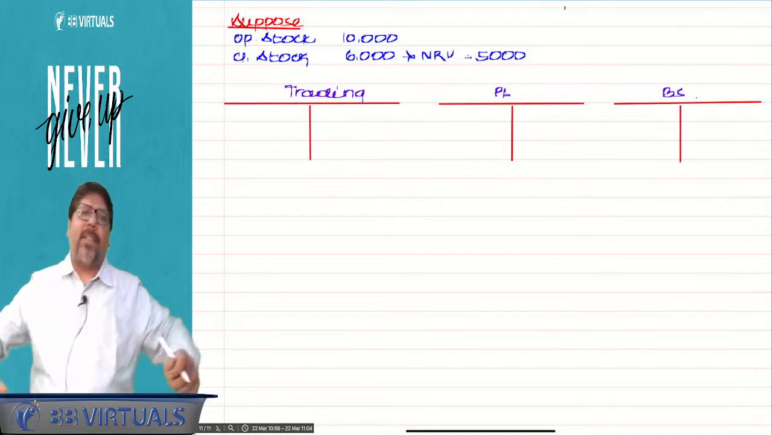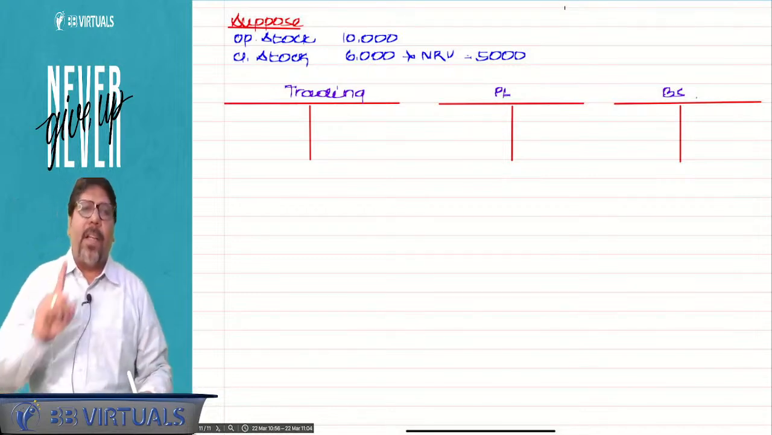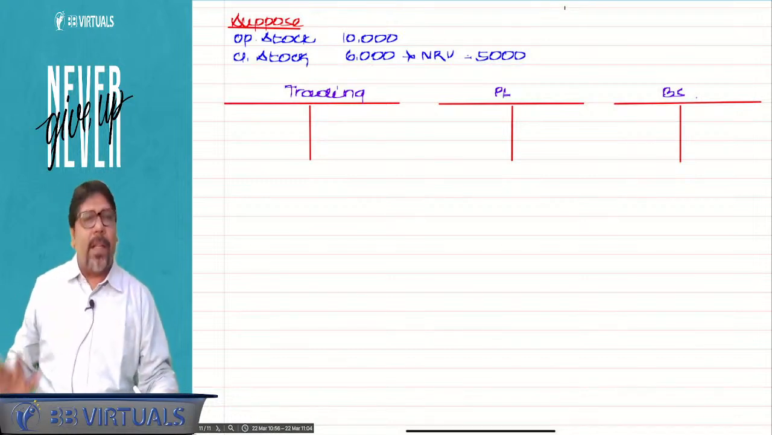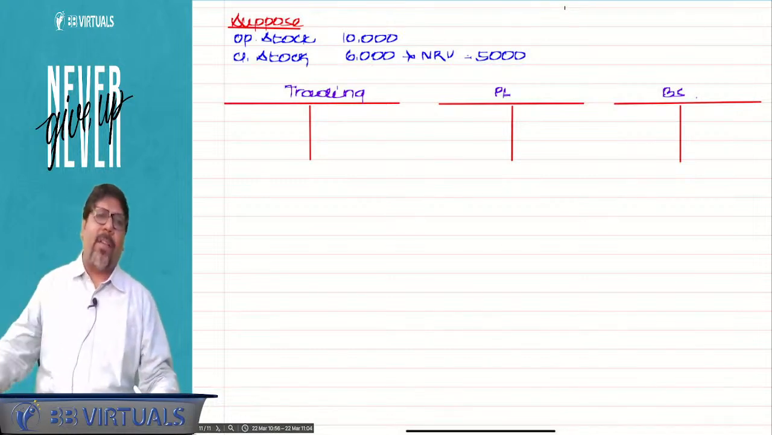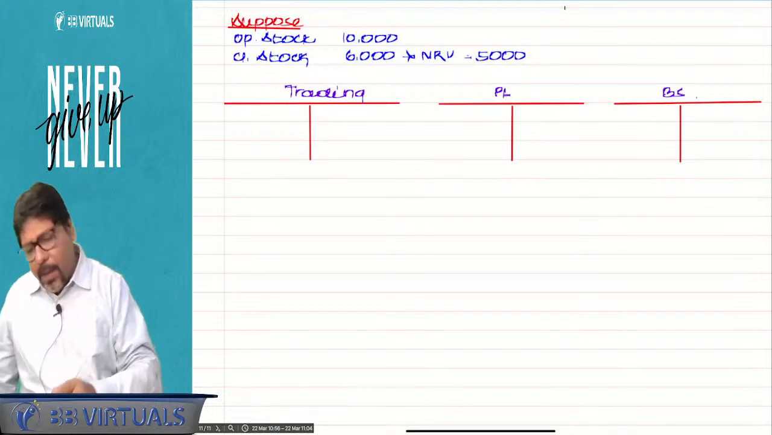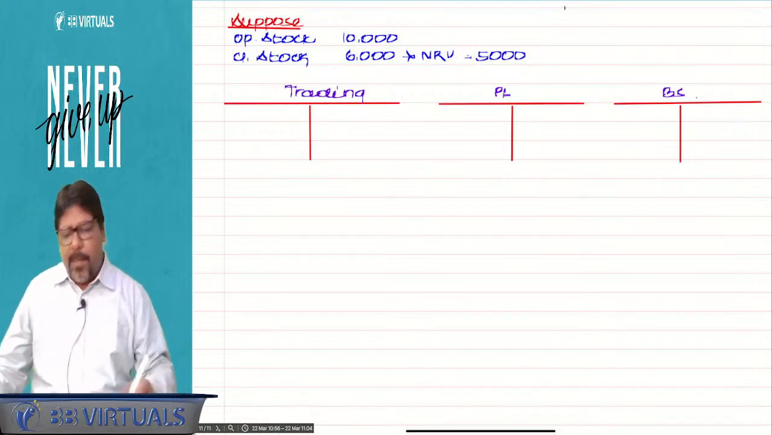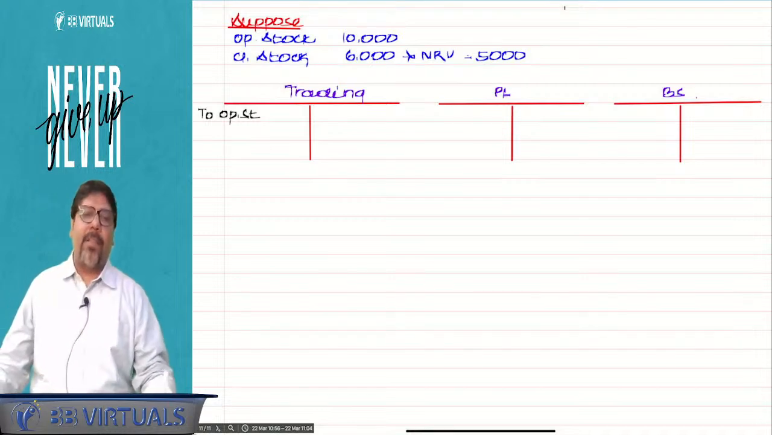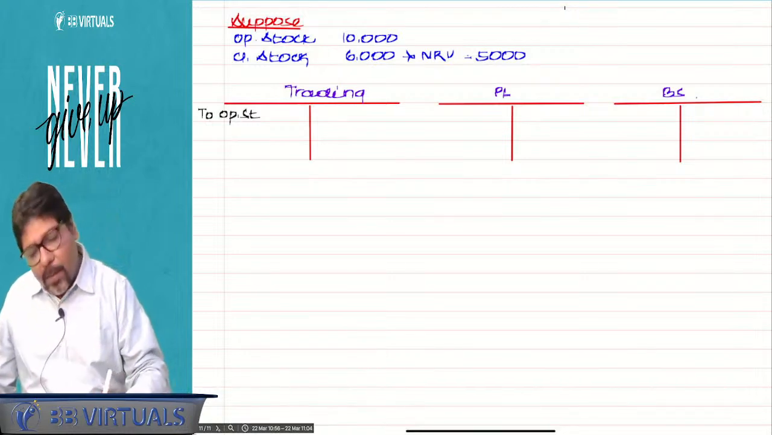Opening stock will come on which side of the trading account? Sir, opening stock will come on the debit side of the trading account. Wonderful. On the debit side of the trading account, I will write 'To opening stock', yes or no? Yes. How much? 10,000. Wonderful.